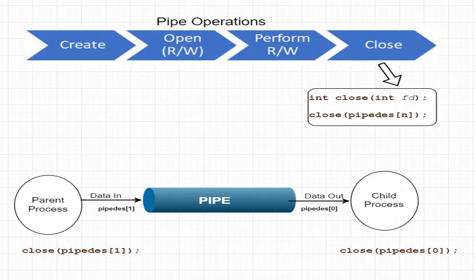Once the read and the write operations are completed, we close the respective ends of the pipe. For example, in the case of the parent process, since we were writing into the pipe, we were using the write end of the pipe. We had already closed the read end. So after the write operations are completed, we also close the write end using the close system call. Similarly, for the child process, we were using the read end of the pipe and we had already closed the write end. So once the read operations are done, we close the read end of the pipe.